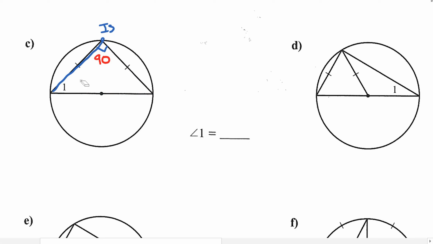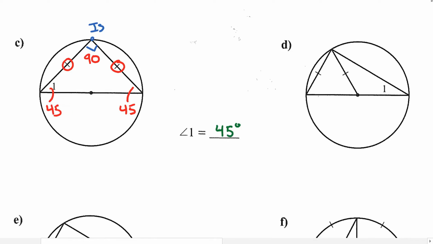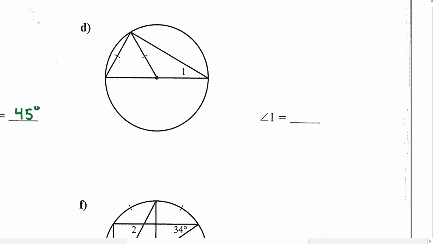Okay, and then based on these markings right here, this marking and that marking, you have an isosceles triangle. So that means this angle should be 45, and this angle should also be 45, because the two corner angles should be equal in an isosceles triangle. And those three angles will add up to 180 degrees. So angle 1 is going to be 45 degrees. Okay, let's move on to letter D here.